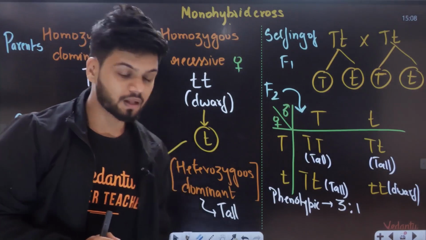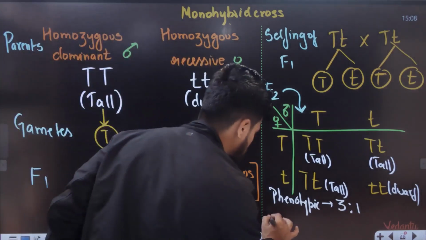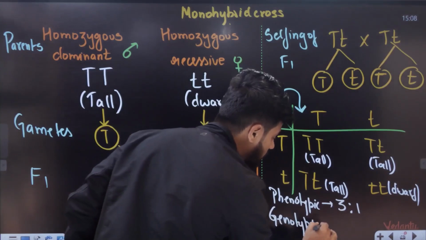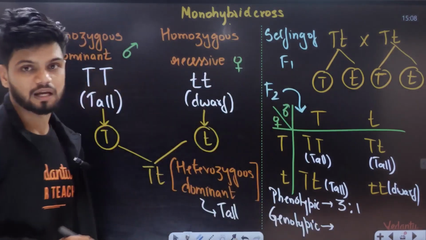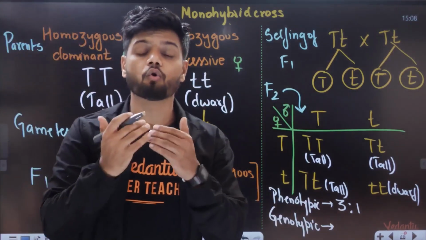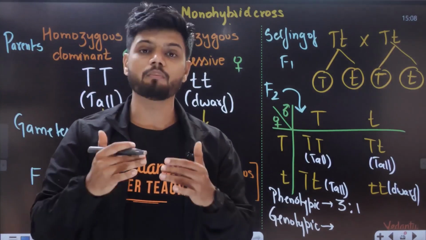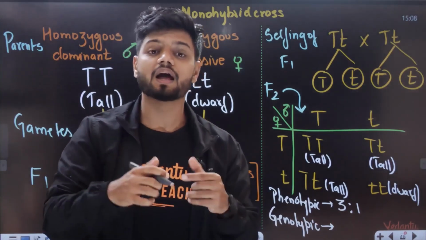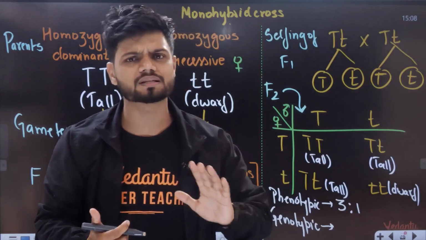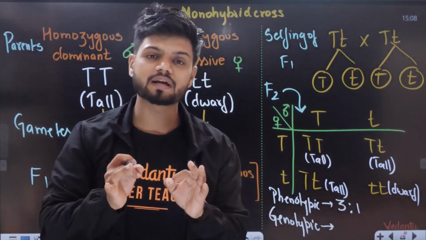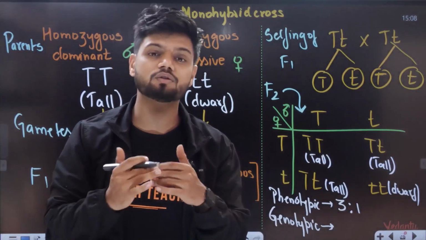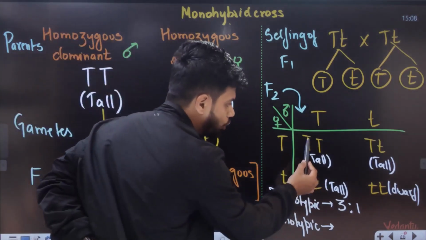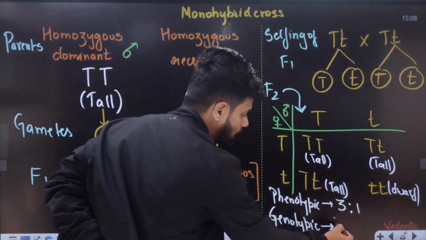Next thing is called the genotypic ratio. In the genotypic ratio, we look at the genotype. How many of them are homozygous dominant? How many of them are homozygous recessive? And how many offspring are heterozygous dominant or recessive? Okay. Heterozygous, almost all the time it is dominant itself. Okay. Now see here. This is going to be homozygous dominant 1.